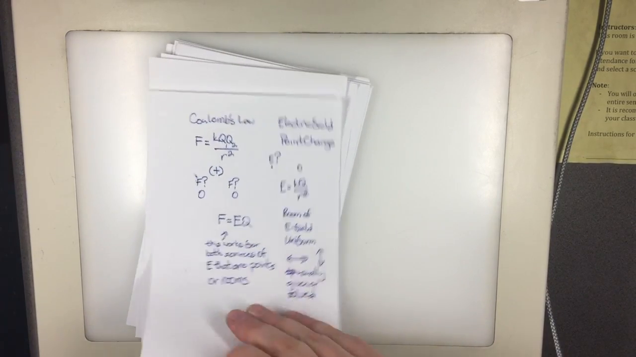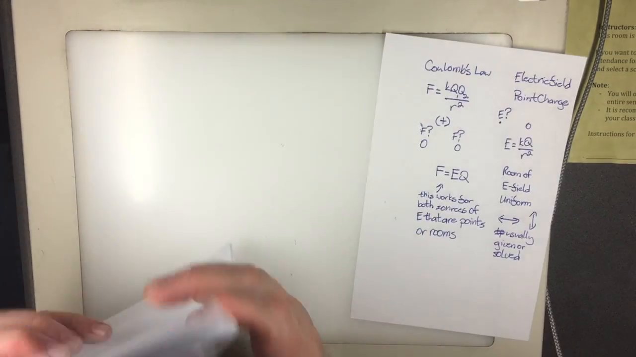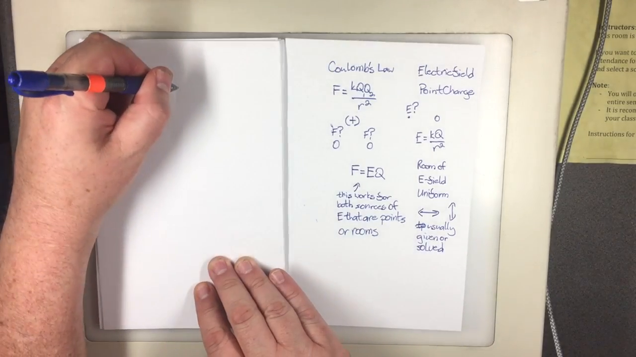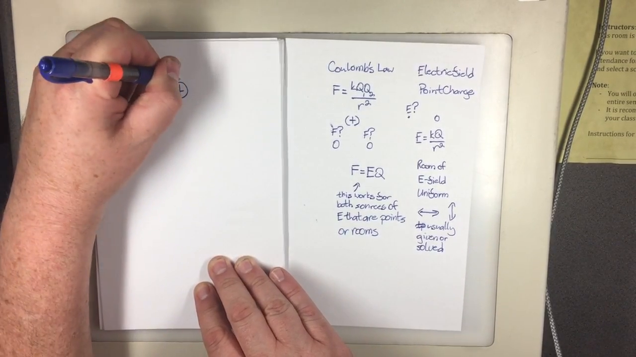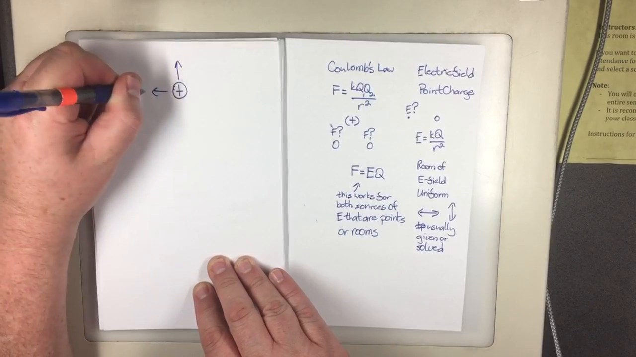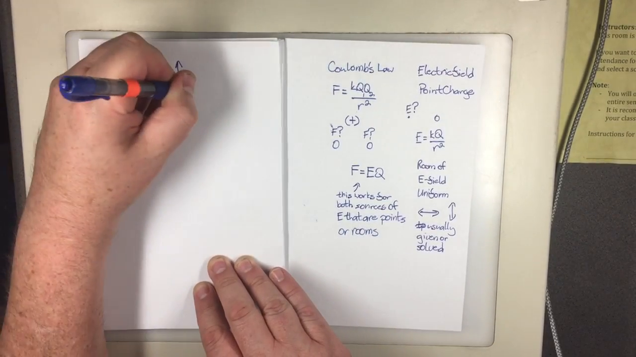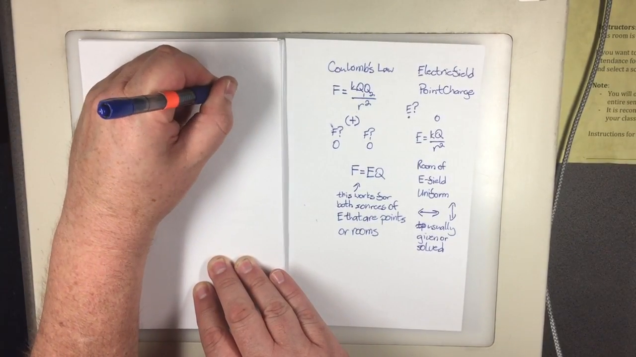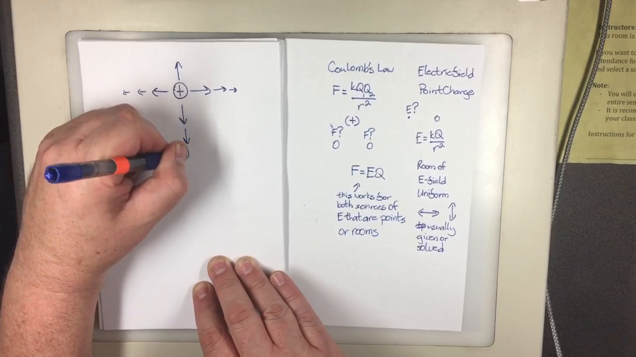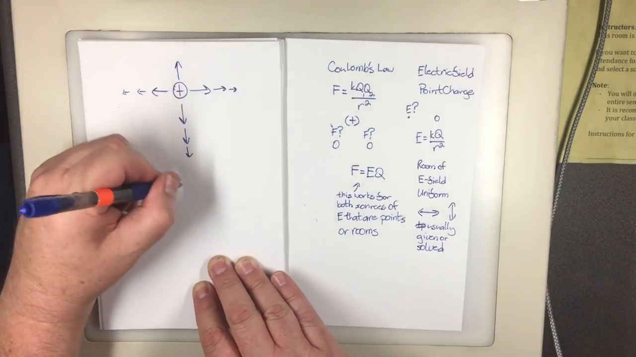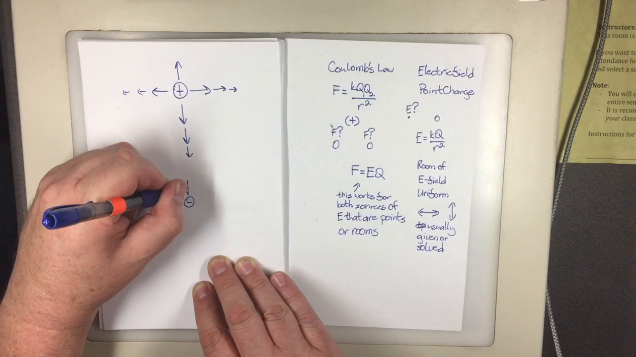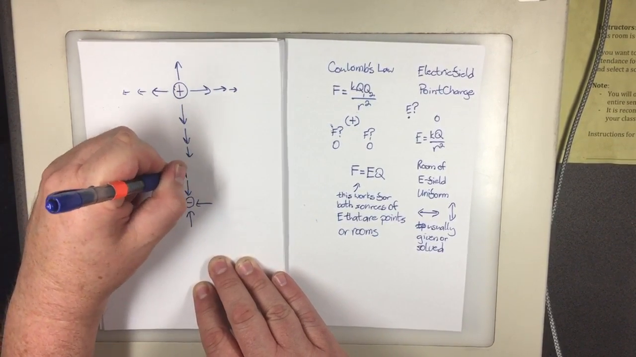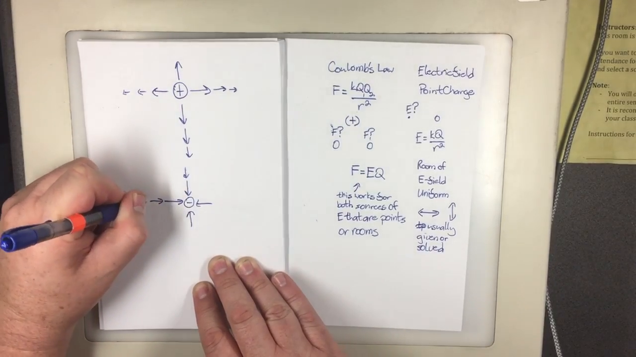Now, we studied how positive and negative charges, their E fields are interesting in terms of how they look. With positive charges, their E fields radiate outwards, and the further you get, the weaker they are. Likewise, if you had a negative charge, their E fields point inward, but as you get further away, they get weaker.